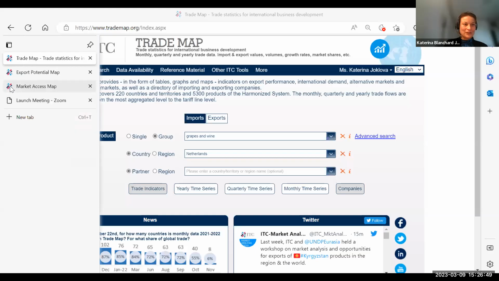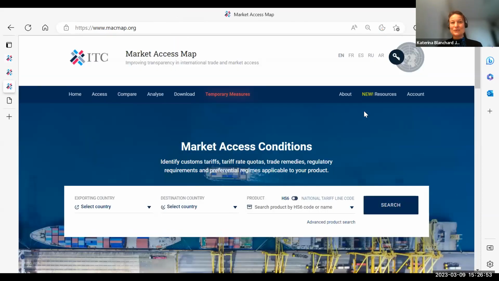Yes, with pleasure. So we now do the market access map. Can you please see the tool? Yes, I think you can.